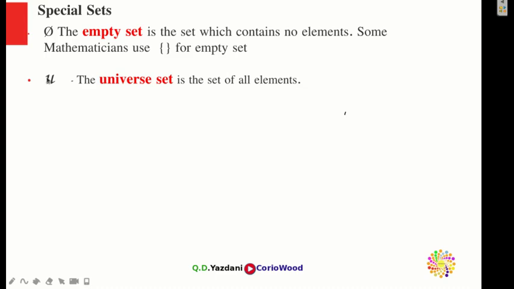And what is the letter U? This one is the universe set, the set of all elements. When you see this U, it is the universe set, the set of all elements.